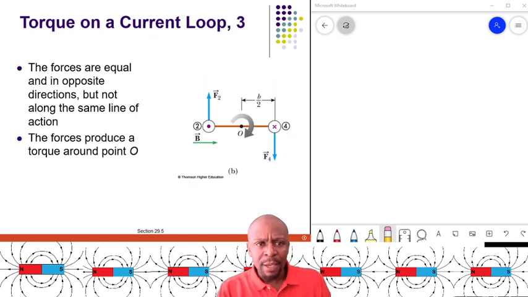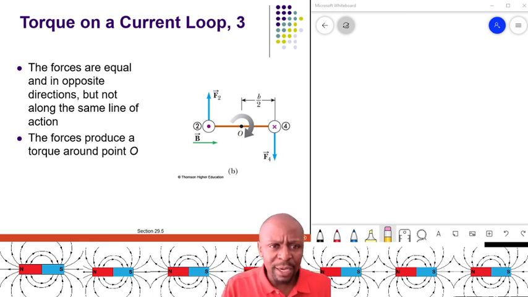Good. For the torque on the current carrying loop, the forces are equal and in opposite directions, but not along the same line of action. Now, in that case, there will be a force F2 and there will also be a force F4 going down.